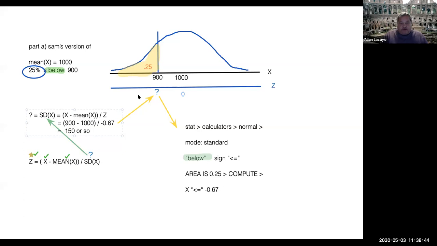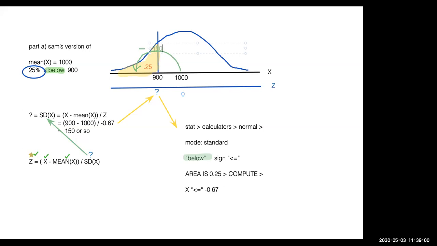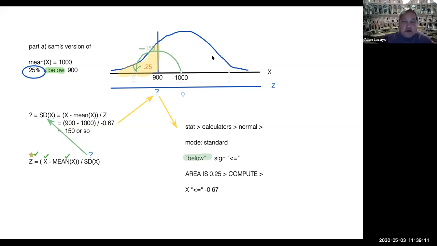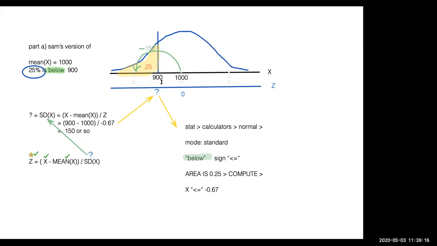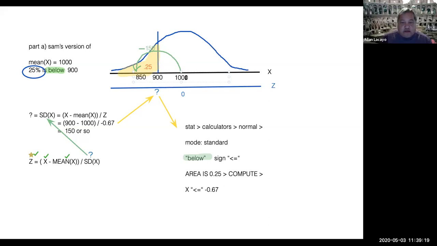That's how I know what the standard deviation is, 150. Think about it this way. If I go 150 points backwards, if I go minus 150 points, where am I going to get to? I'm going to get to 850, because from 1,000, if I go backwards by 150, I get to 850.